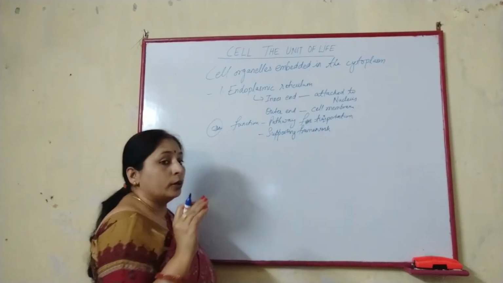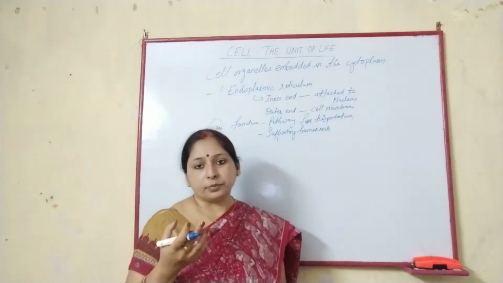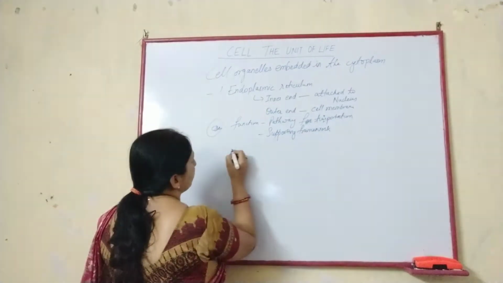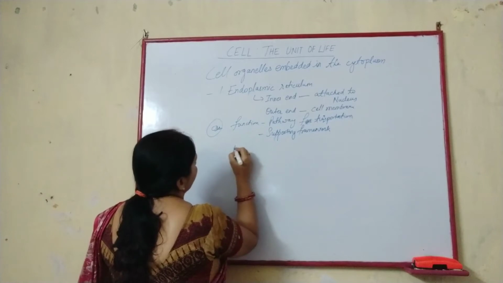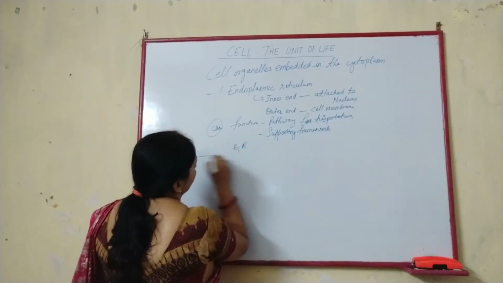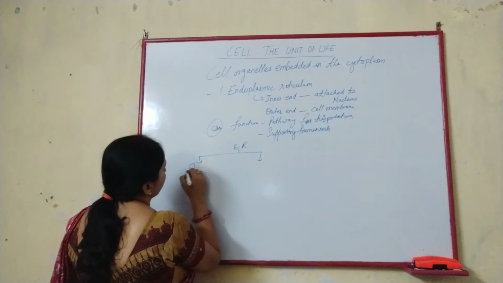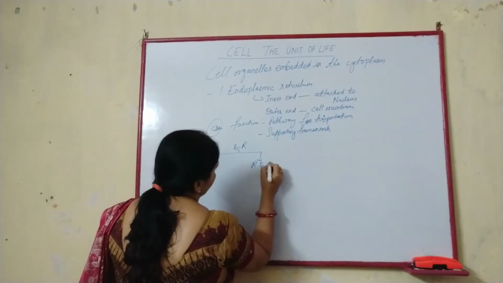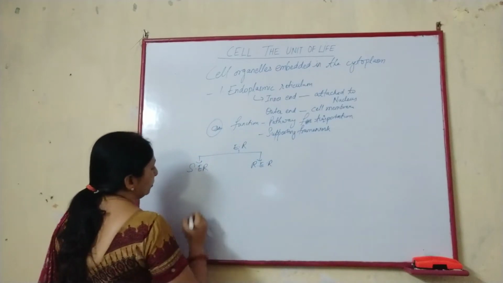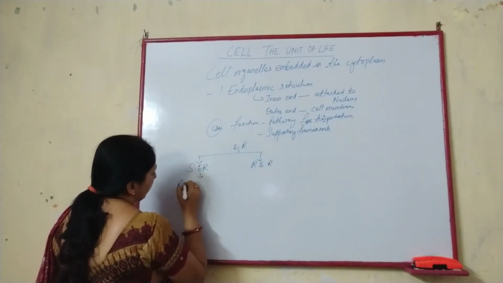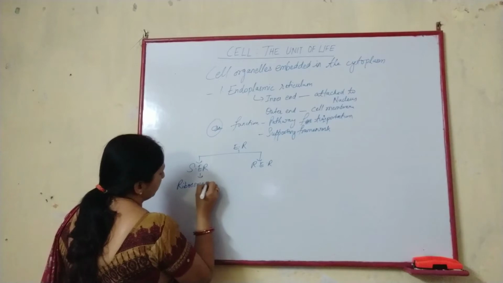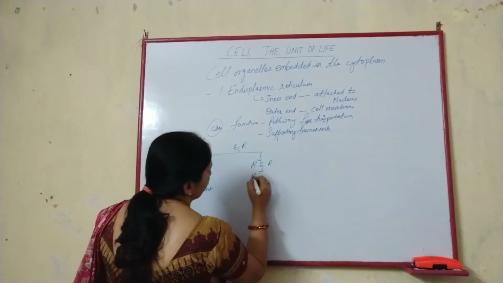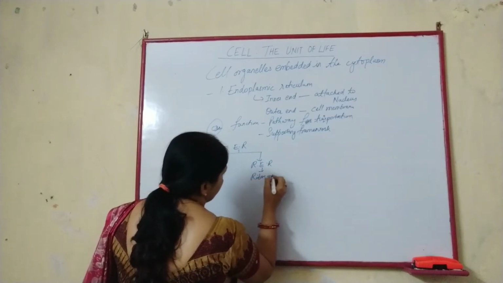Next, on the basis of presence and absence of ribosomes, the endoplasmic reticulum is of two types: smooth endoplasmic reticulum and rough endoplasmic reticulum. In smooth endoplasmic reticulum, ribosomes are absent, while in rough endoplasmic reticulum, ribosomes are present.